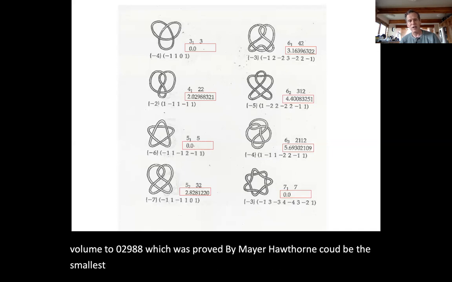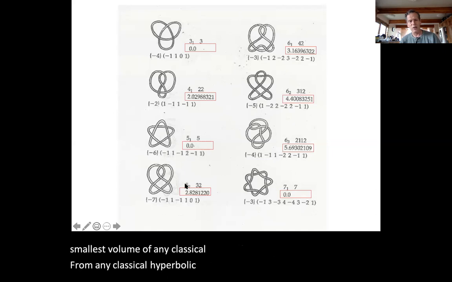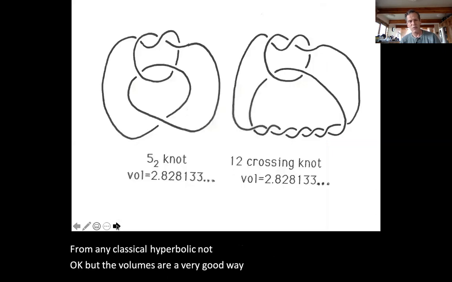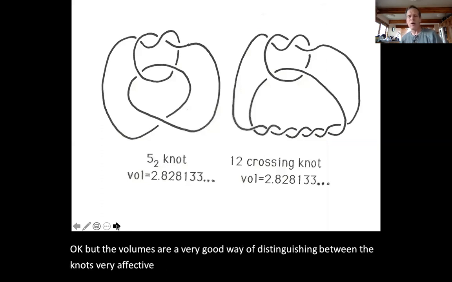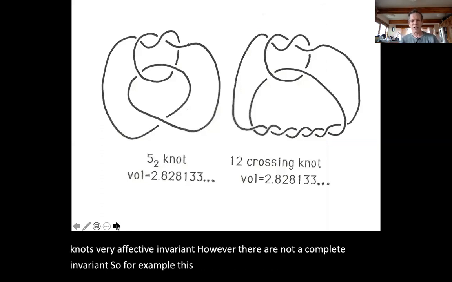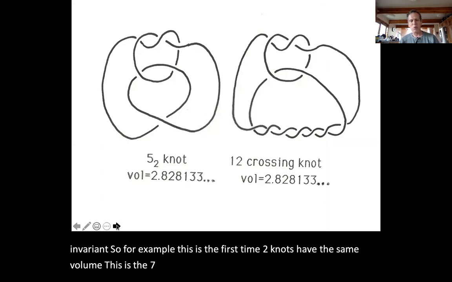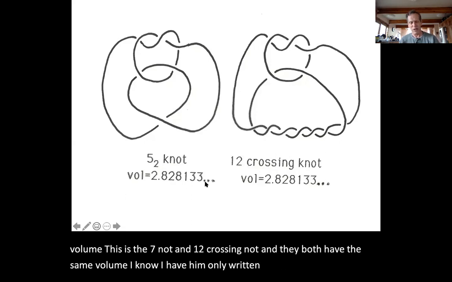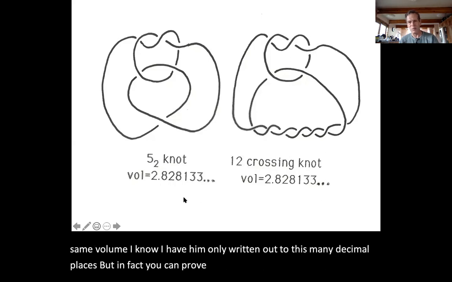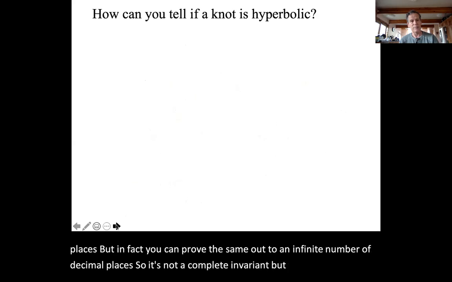Okay, but the volumes are a very good way of distinguishing between the knots, a very effective invariant. However, they're not a complete invariant. So for example, this is the first time two knots have the same volume. This is the 5-2 knot and a 12 crossing knot, and they both have the same volume. I know I have them only written out to this many decimal places, but in fact, you can prove they are the same out to an infinite number of decimal places. So it's not a complete invariant, but it is a very powerful invariant.